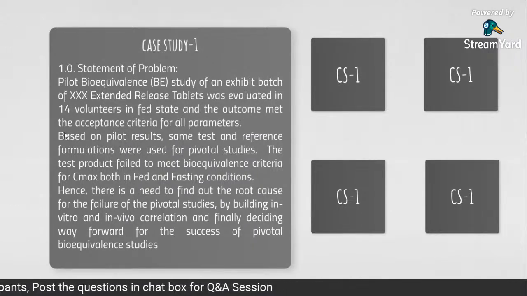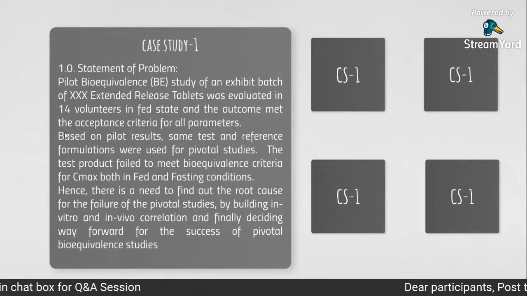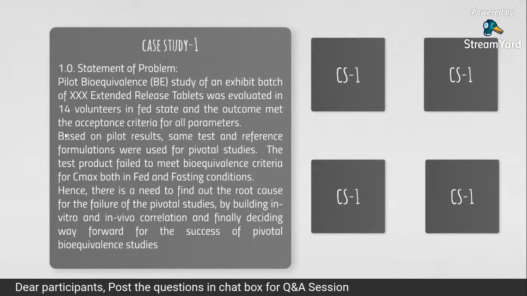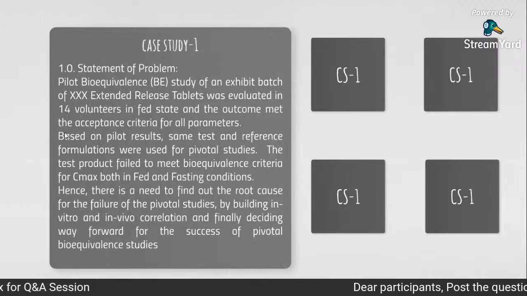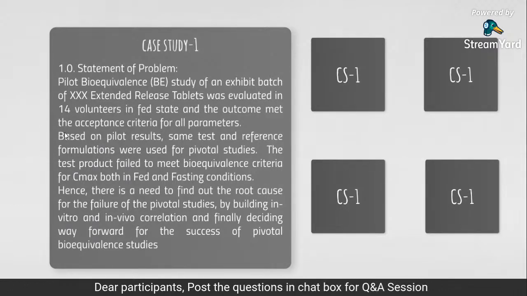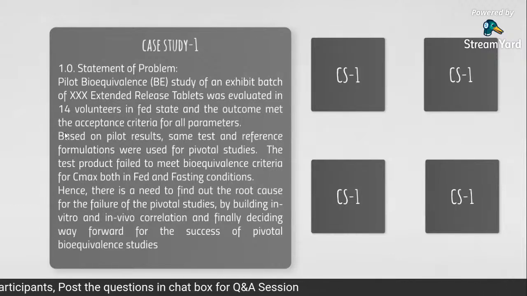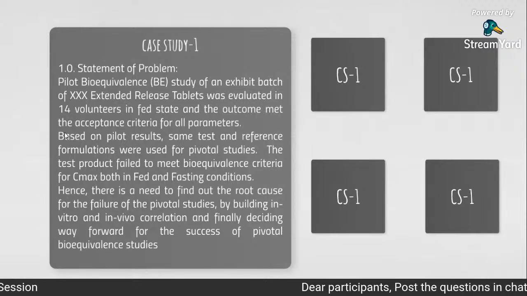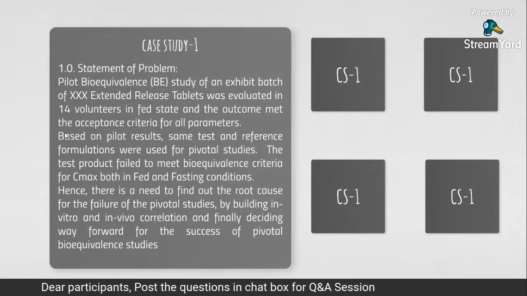Outcome means the total Cmax value and AUC ratio. Here it is called the T by R ratio, test to reference ratio. The T by R ratio should be, as I told you, 80 to 125 for the Cmax, and 80 to 125 for the AUC also. Now in these 14 volunteers in fed state, all the results met the criteria. We got a 105 T by R ratio, and 100 T by R ratio for the AUC. So what we feel is, as 14 volunteers have shown 105, it is in between 80 to 125.